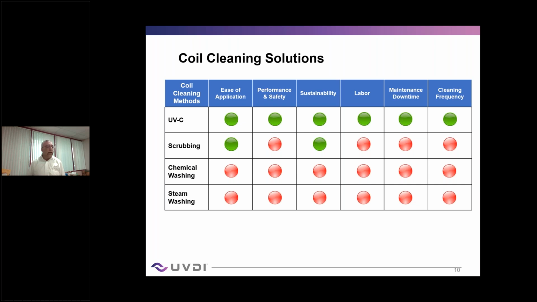So when you look at coil cleaning solutions today, it's a handful. Scrubbing is not used so much, but chemical washing using biocides and steam washing are pretty common. Chemical cleaning may only remove surface growth while leaving material still embedded in the center of the fin pack.